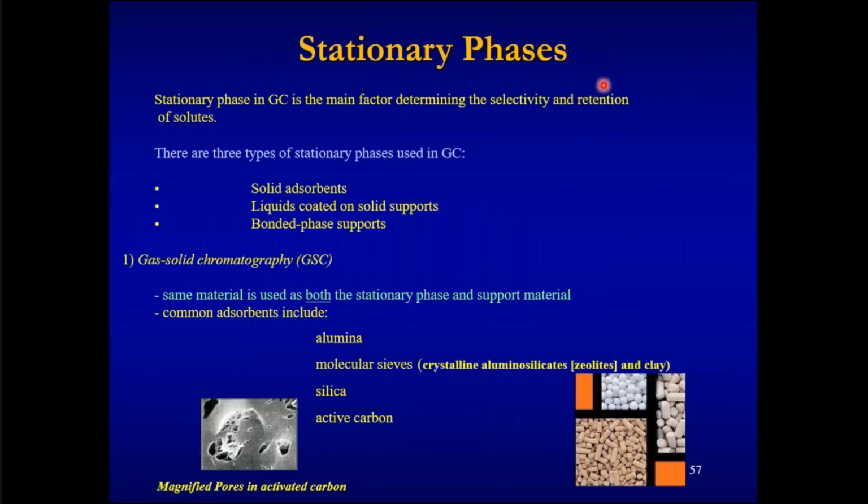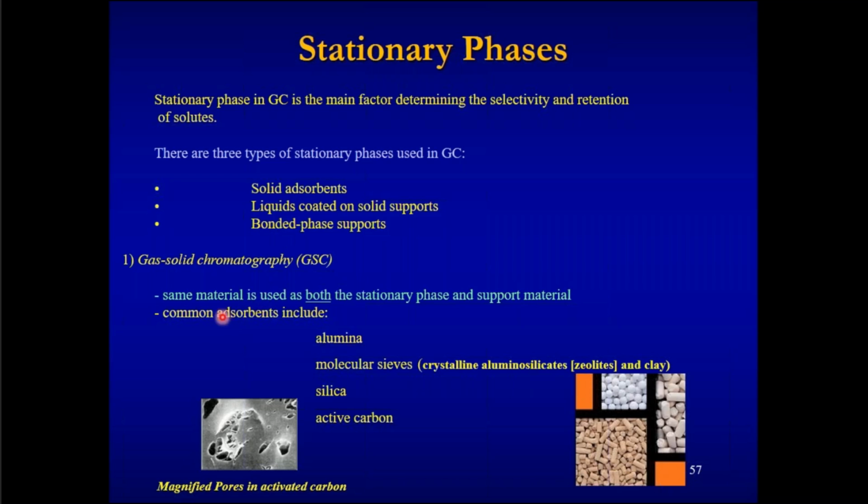We come to stationary phases in GC, the main factor determining the selectivity and retention of solute. Because the effect of the mobile phase is not a direct one, it is the stationary phase that is mainly responsible for retention of solute. There are three types of stationary phases used in GC: solid adsorbent, liquid coated on solid supports, or bonded phase support. So these are the three which we'll go through one by one.